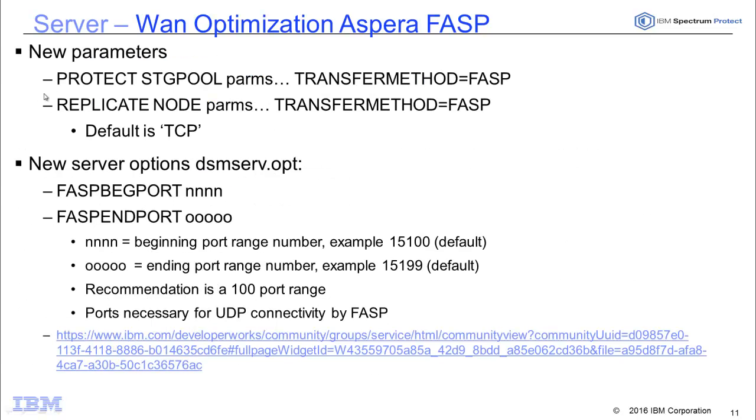For the actual parameters, here are the two commands that have been updated. That was the Protect Storage Pool and the Replicate Node, and the new option is transfer method equals FASP. The default method for transfer method is actually TCP. Here are the two new options that have to do with the range for the ports, and these would be in your dsmserv.opt file.